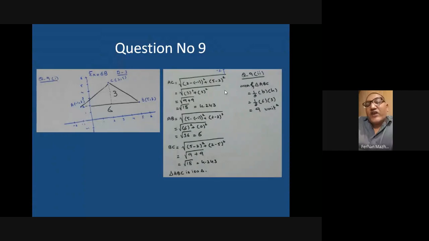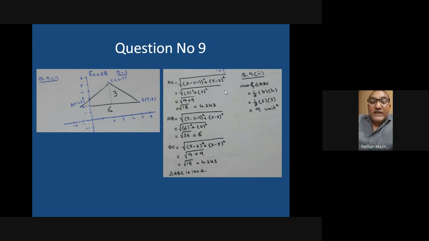The height of the triangle is inside the triangle. The height is that line which comes from the third vertex onto the base and makes a 90-degree angle with the base. So the height of this triangle is 3 and the base of this triangle is 6. So you can easily find the area of this triangle.